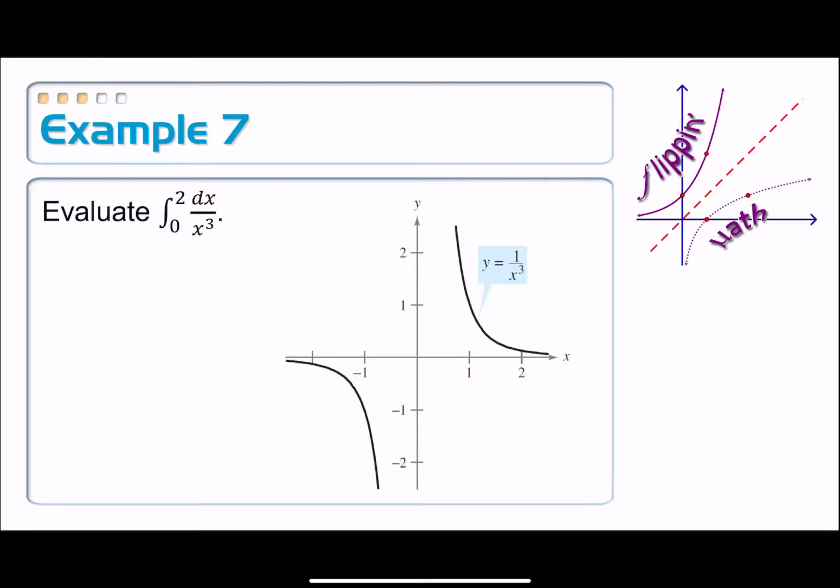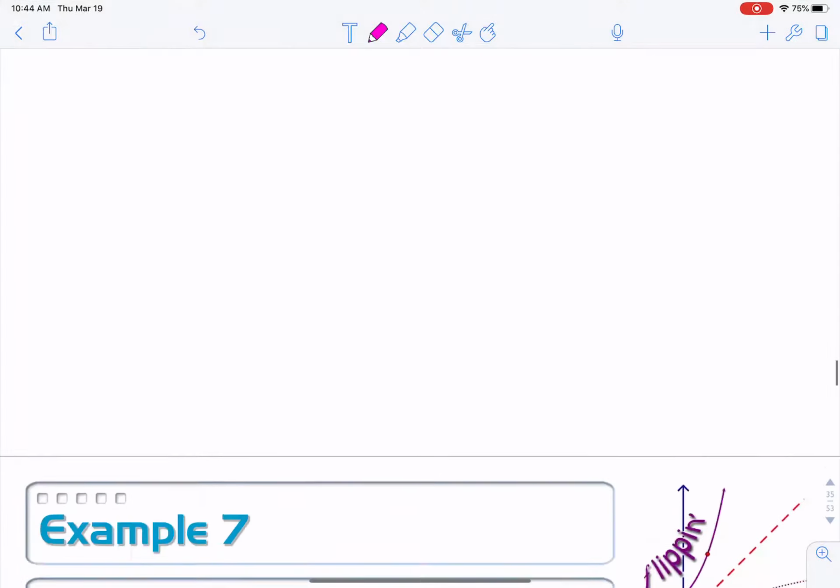All right, now on this one, notice how far away that graph is from the y-axis. This one doesn't look like it gets there quick enough. It gets down to the x-axis pretty quick, but that's not where we're taking the limit. We're taking the limit towards 0 here, right? Okay, so let's give this one a try.